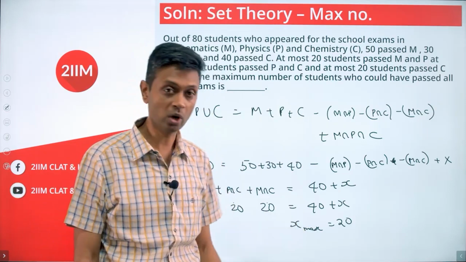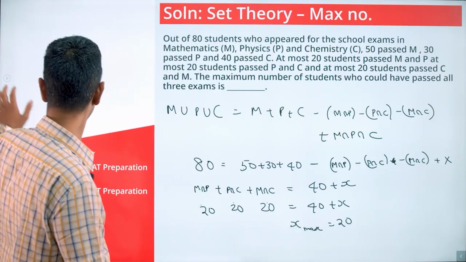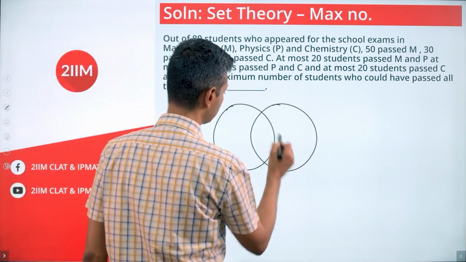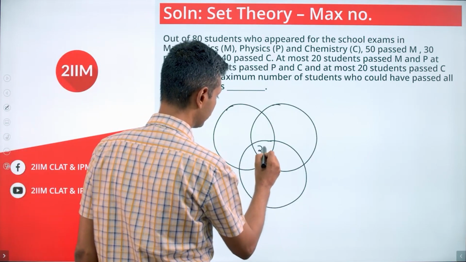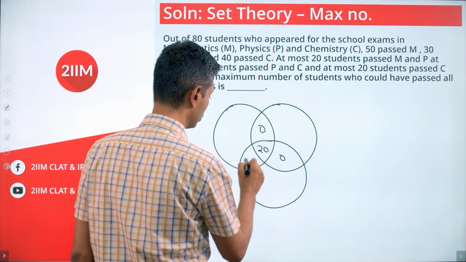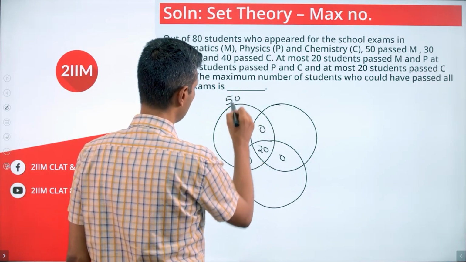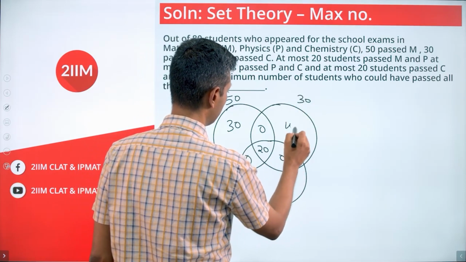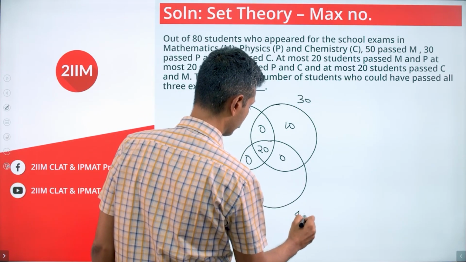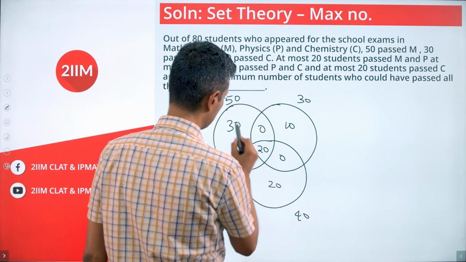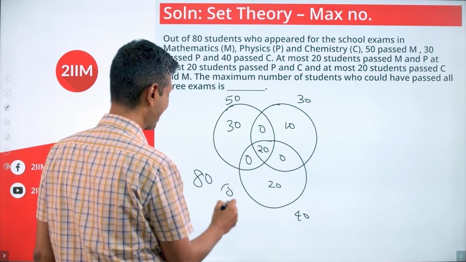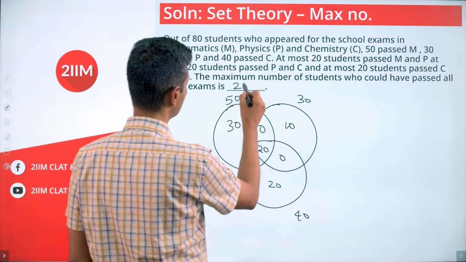It looks like 20 could work. I don't want to leave it at that. I want to plug in 20 and see if the diagram works clearly. 20 here. I mean, this is 0, 0, 0. Math total is 50, so it will be 30 people here. Physics total is 30, there should be 10 people here. Chemistry total is 40, there should be 20 here. 30 plus 10, 40, 60, 80. Total is 80, 0 outside. Everything works. The maximum is 20.